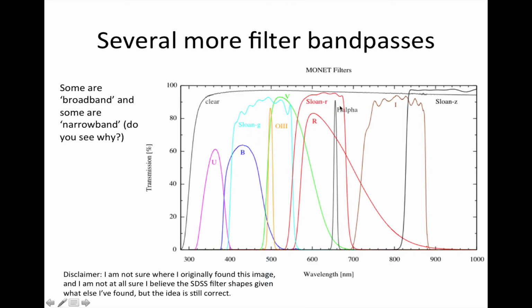You can get narrow band filters that only let in light near the forbidden line of oxygen, O3, one of the forbidden lines of oxygen, or you can get a filter that just lets in light around H alpha. Those are narrow band filters, and the rest are broadband filters.